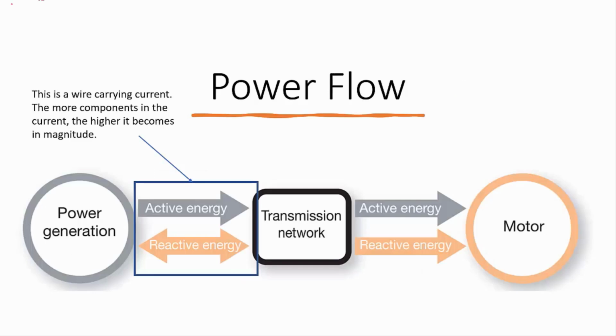Now, think of this as the whole line for power, which begins at the generation, which can be either sun, wind, coal, gas, whatever it is, and then it travels through the transmission network, then through your transformer, to your facility, and then it ends up in a motor. The motor will require, for it to function, active power, watts, and reactive energy, VARs. Now, think of this as a wire carrying current. The more components in the current, necessarily the higher it becomes in magnitude. So, what happens when I have a higher current in a wire? I have overheating, I have a large voltage drop, I have transformer heating, I have system derating.